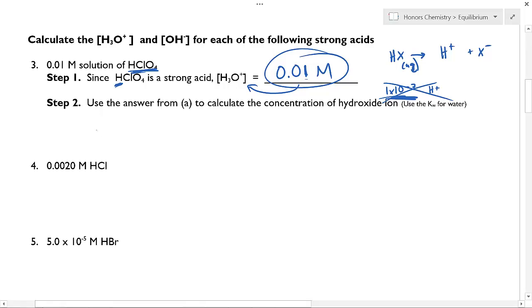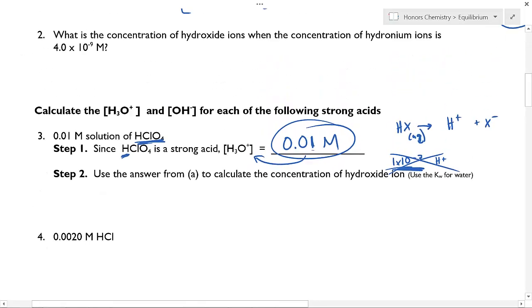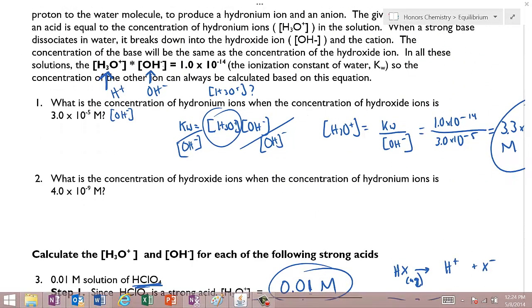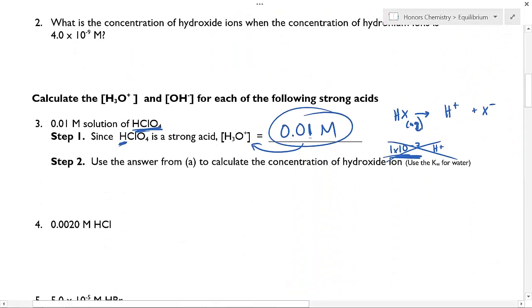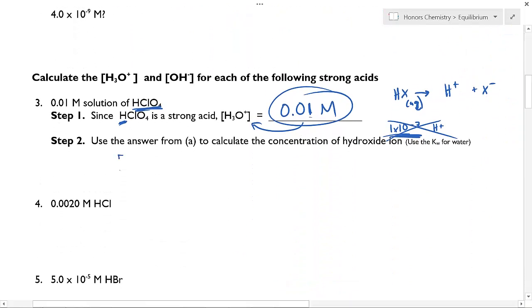So using that expression, based upon this idea that we just looked at, now we're going to solve for OH minus. So I'm going to divide both sides by H3O plus. And my new expression is going to be that my OH minus is equal to Kw divided by H3O plus. And then you can go through and plug in what Kw is.